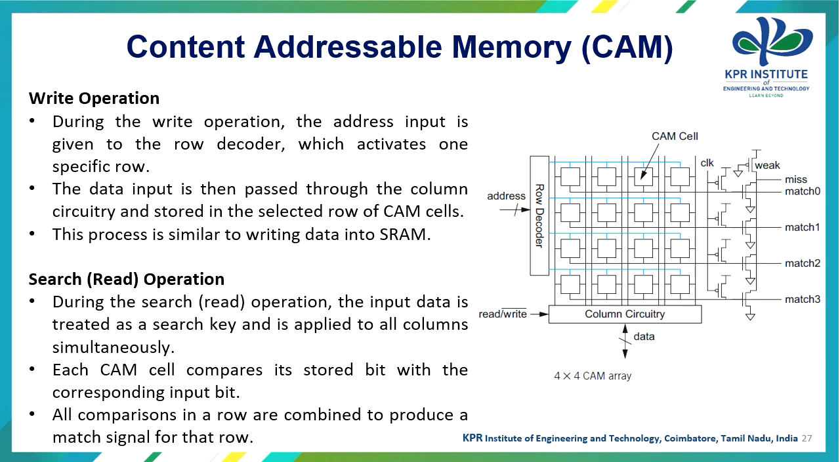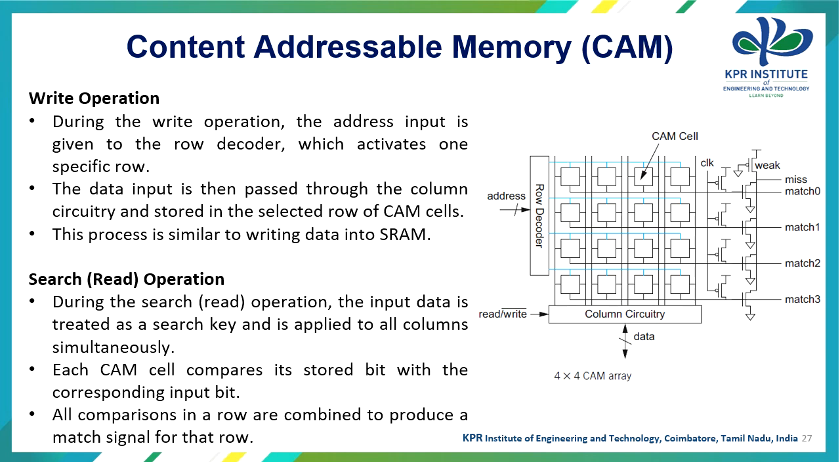Now let us discuss the write and read operation of the content addressable memory. During the write operation, the address input is given to the row decoder, which activates one specific row. The data input is then passed through the column circuitry and stored in the selected row of the CAM cells. This process is very similar to writing data into the SRAM.